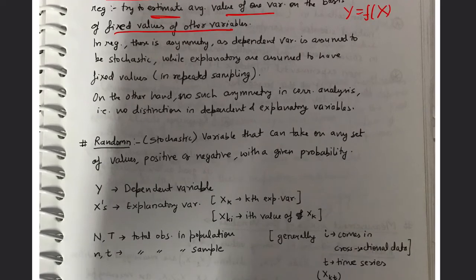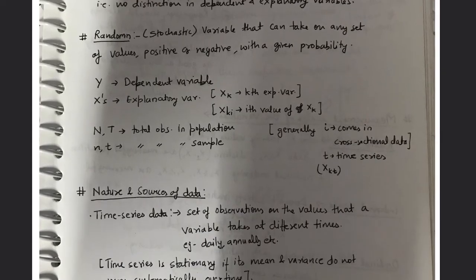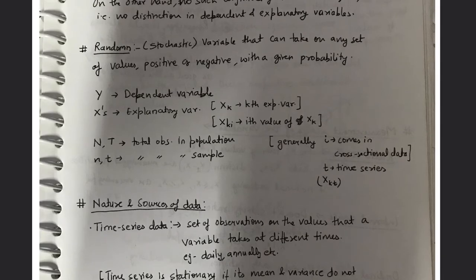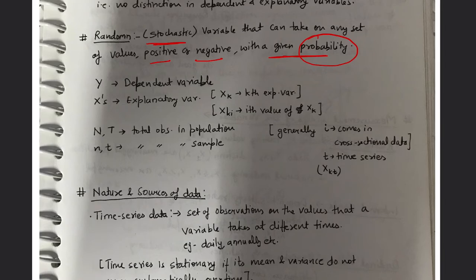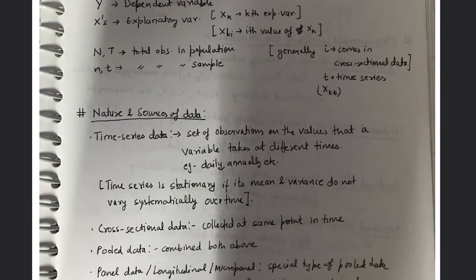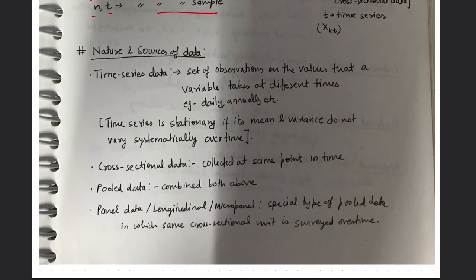So in regression there is asymmetry, as the dependent variable is assumed to be stochastic while the explanatory variables are assumed to have fixed values in repeated sampling. Now what do you mean by the term random? Random or stochastic variables can take on any set of values, positive or negative, with a given probability. So here probability is attached to a variable. y is the dependent variable, x are the explanatory variables, while capital N or T means total observations in the population, while small n or t means total observations in the sample.